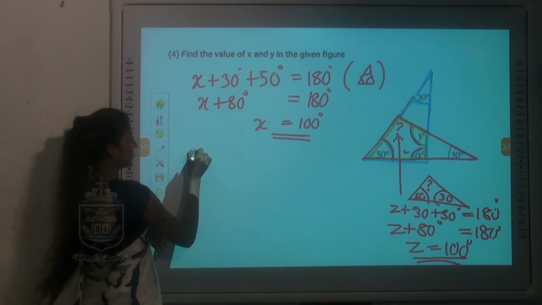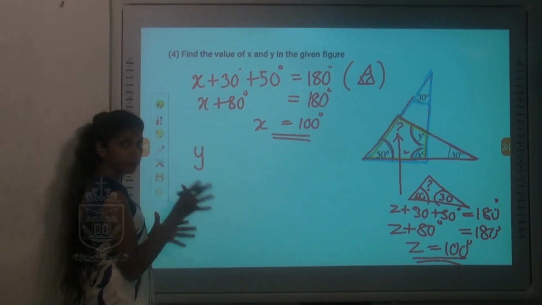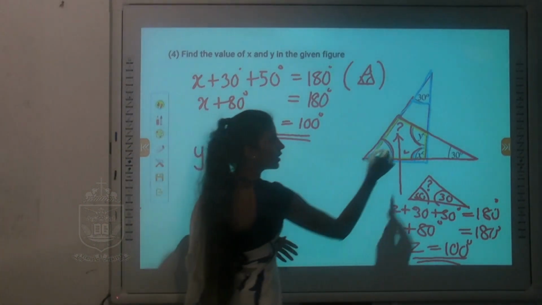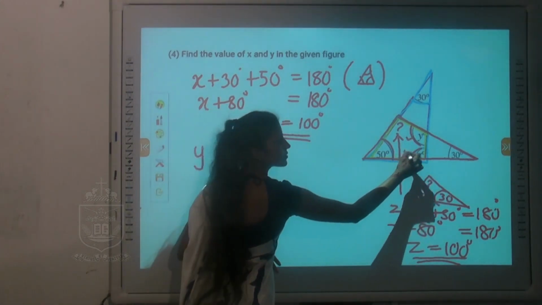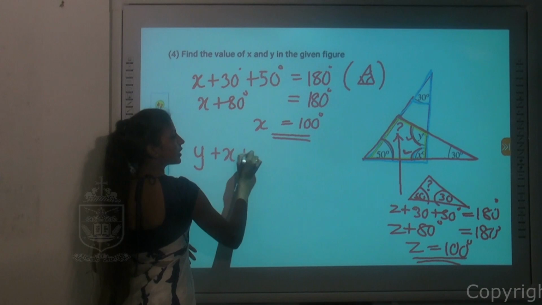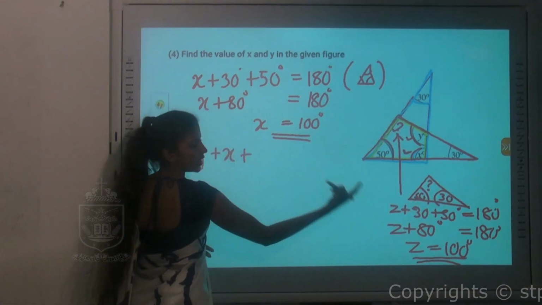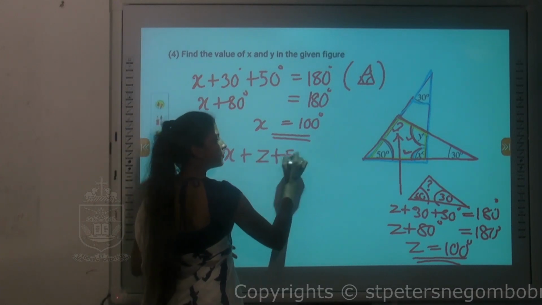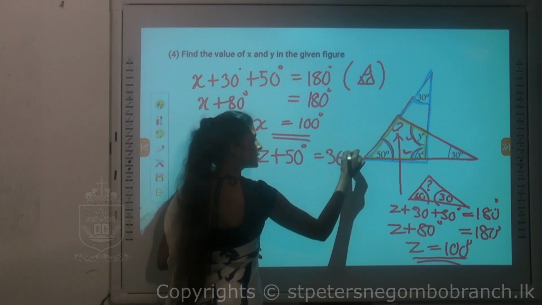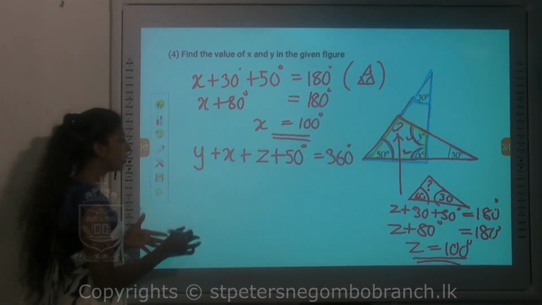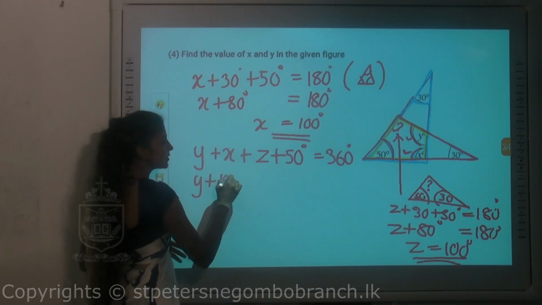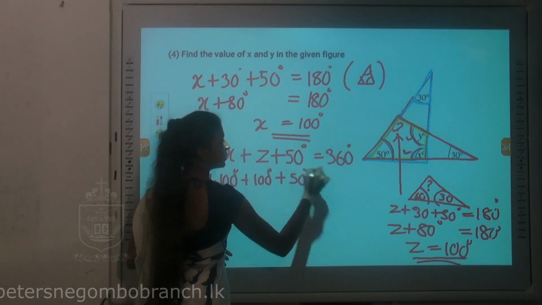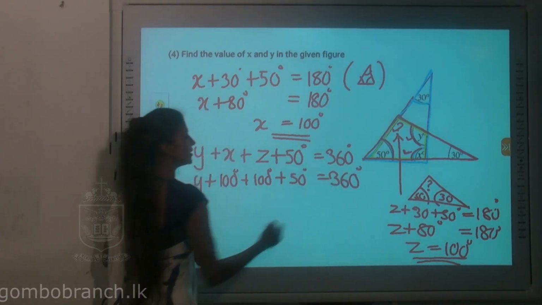So let's find the value of Y. When you're finding Y, please add the four interior angles properly. What are the four interior angles? Y, X, and you have this Z angle which I took. It was not already given in the figure, but I took it Z, and then you have 50 degrees, which is equal to 360. Now you can replace the known angles. We already know what is the value of X. X is 100. Z is also 100, which we found now, and here 50 degrees equal to 360 degrees.